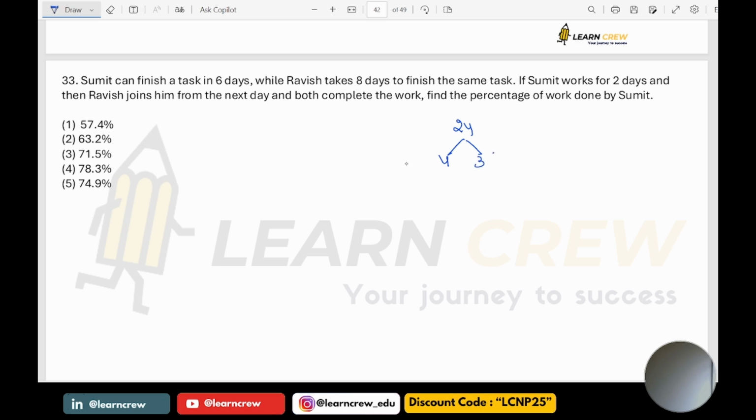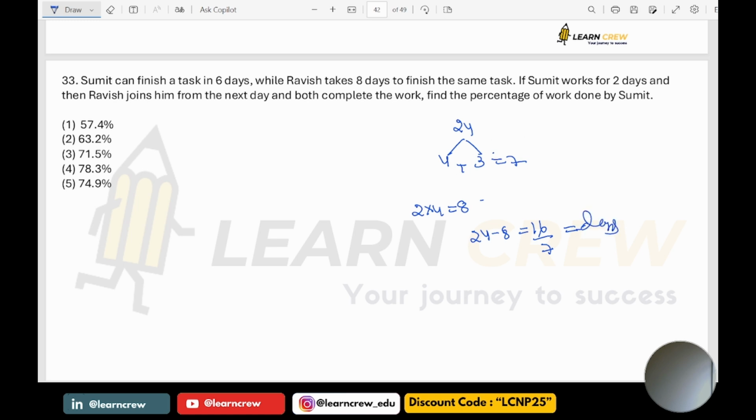Sumit works for 2 days. So 2 into 4, 8 units is done. The remaining is, out of 24, if 8 is done, 16 is remaining. Together they are doing 7 per day, so 16 by 7 days it is going to take to complete the 16 units of work.